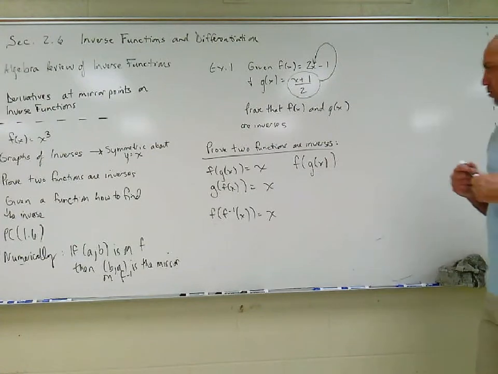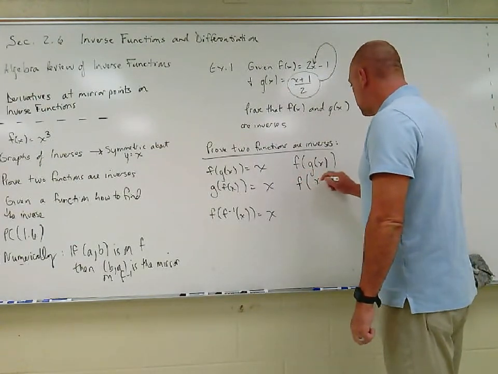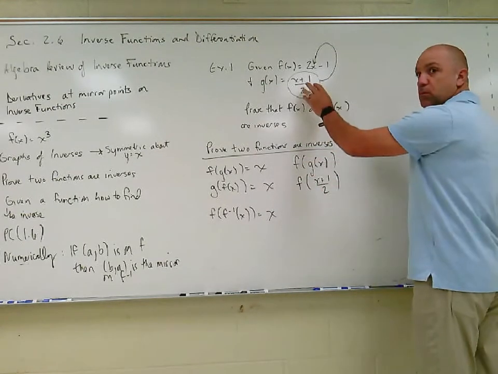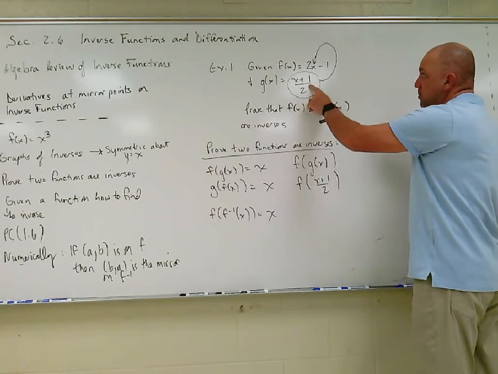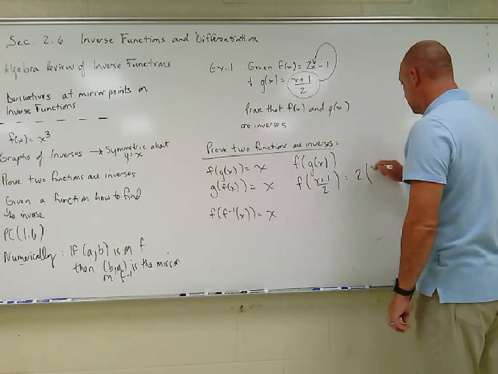All right, so I'll work through this with you. So g is (x + 1)/2. So I'm going to do f of (x + 1)/2. What happens is exactly what I diagrammed. This function goes into f in place of x.